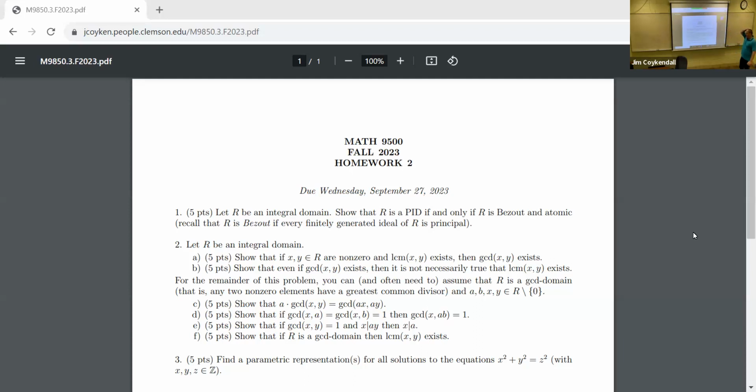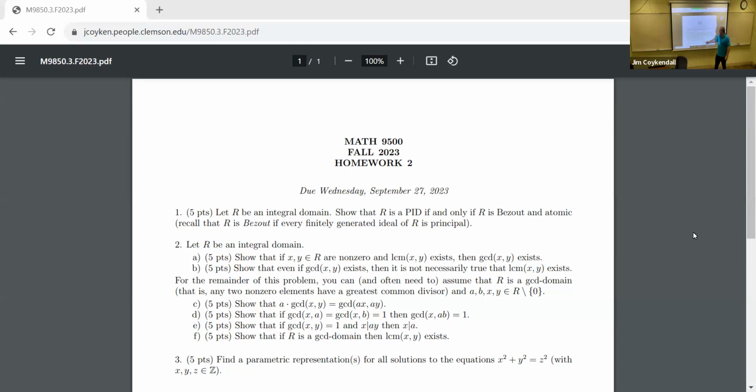For the remainder of this problem, you often need to assume that R is a GCD domain. What a shocking definition this is. That means that any two non-zero elements have a GCD. In my notation, all these things are non-zero. Show that if you multiply a times the GCD of x and y, it's the GCD of ax and ay. And by the way, this kind of builds to a crescendo.